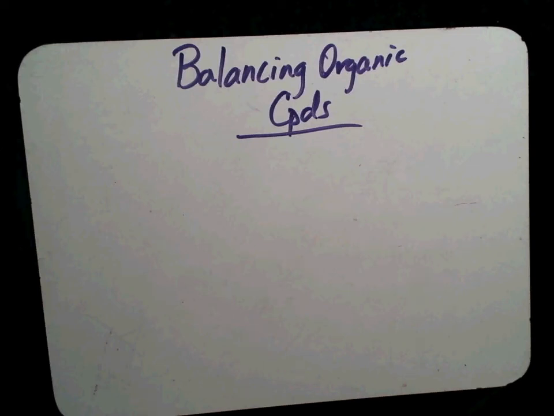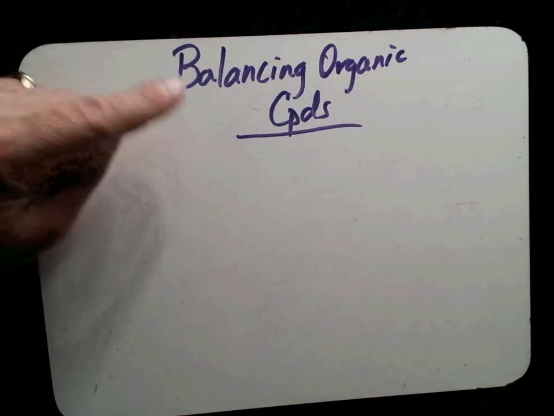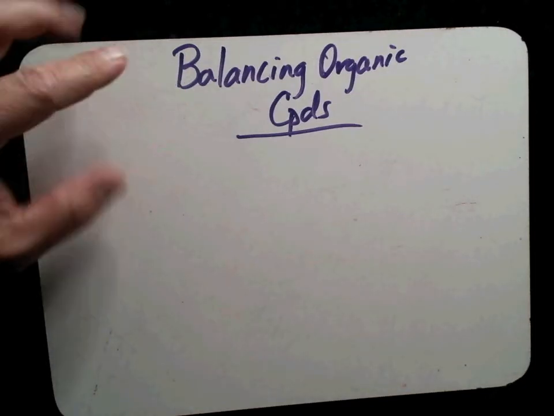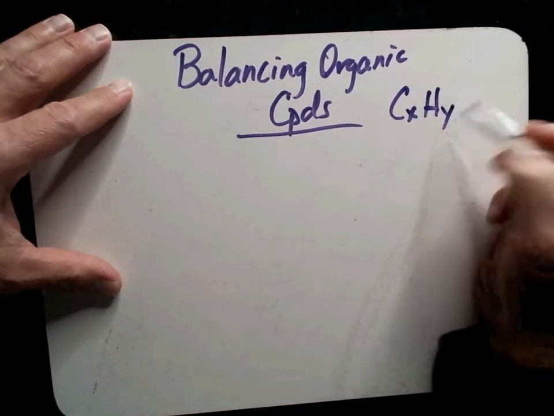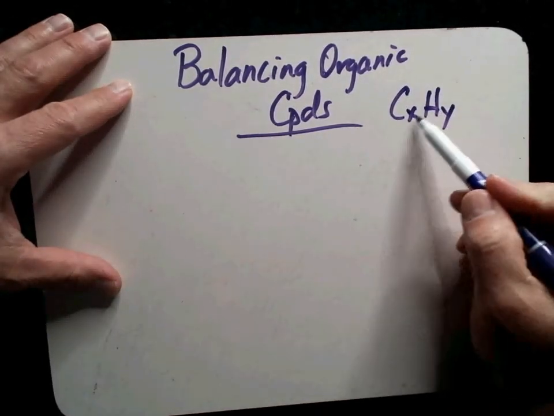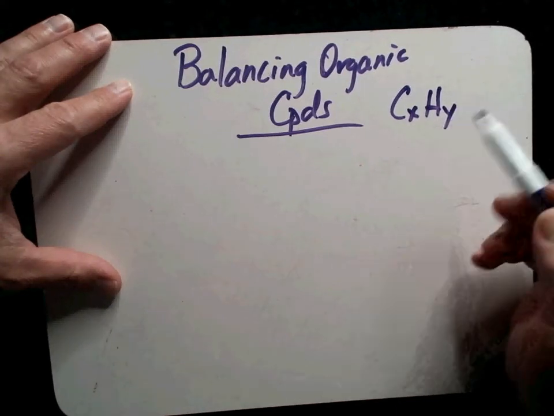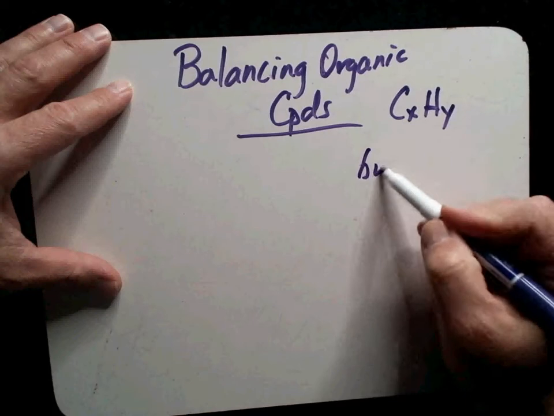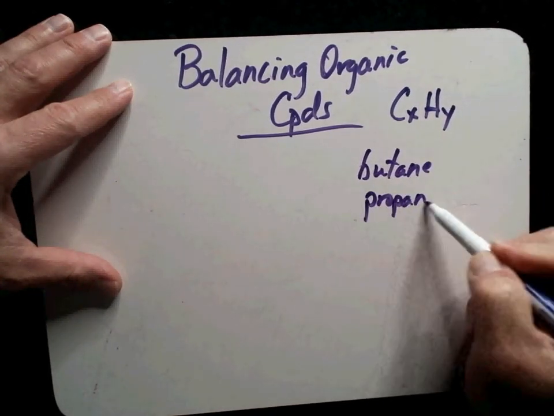All right, in this video, we're going to be talking about balancing organic compounds. First, just to make sure we understand what organic compounds are: they're compounds that typically have carbon to a number and hydrogen to a number. If you've been in my class before, we've talked about things like butane and propane. You've heard of these before.